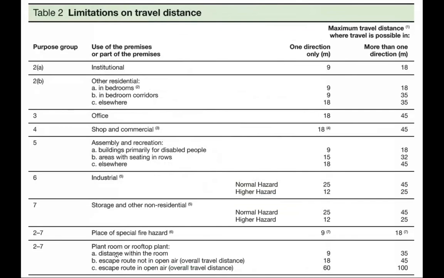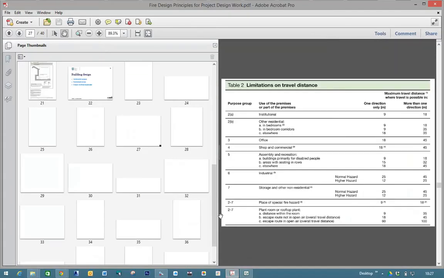Plant rooms, sort of service areas, you can have much bigger escape distances because you're dealing with trained operatives and there aren't very many of them. Okay, so they'll escape quite quickly. Okay, what we'll do now is we'll work through an example on that.